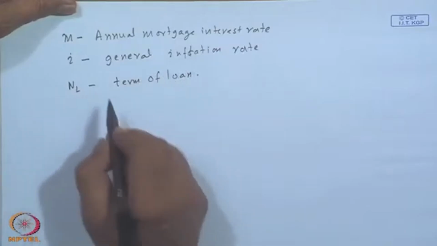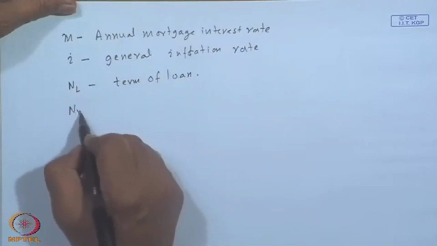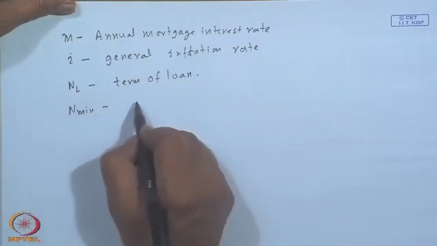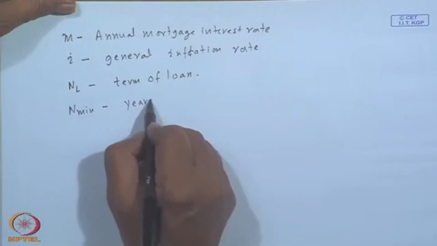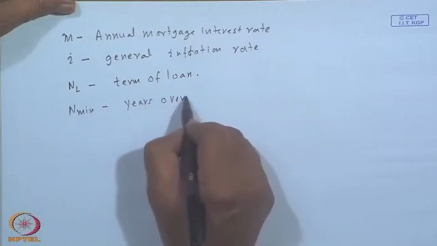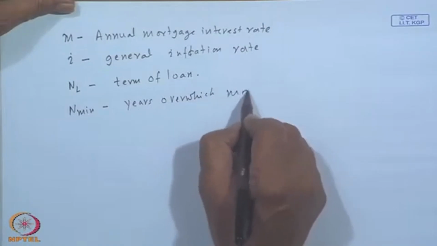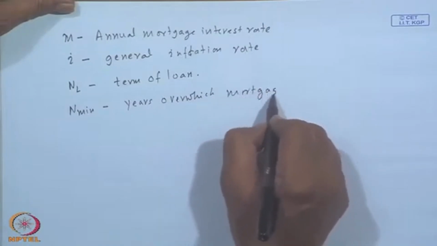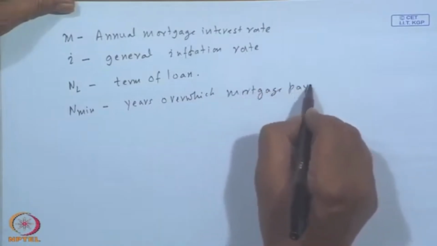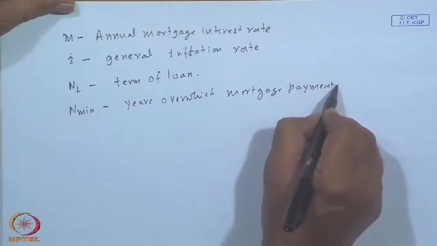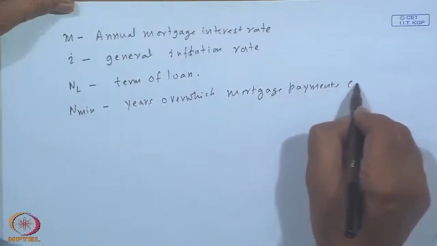So, NL is the term of loan and minimum years over which mortgage payments contribute to the analysis.